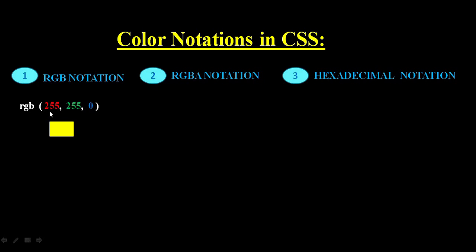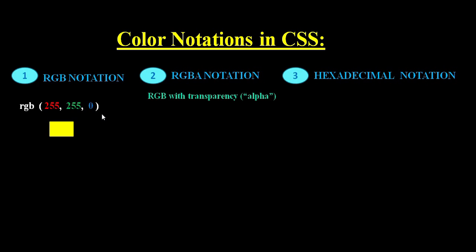That means this is the parameter value for the red, this is the parameter value for the green, and this is the parameter value for the blue. These 3 parameter values should range between 0 and 255. If we consider a 4th parameter in this RGB notation, that notation is nothing but the RGBA notation, which is the transparency notation. That means RGB with transparency is the RGBA notation.